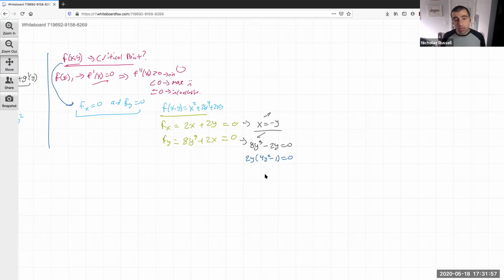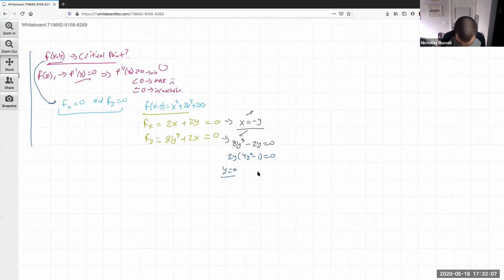From this point, we can find a couple of options for y. We can get that y is equal to 0 is a possibility. We could also get the other possibility, 4y squared minus 1 is equal to 0. So we get y squared is equal to 1/4, and we can satisfy this with y is equal to plus or minus 1/2. So I found here that y equals 0 or y equals plus or minus 1/2 are possible critical points.